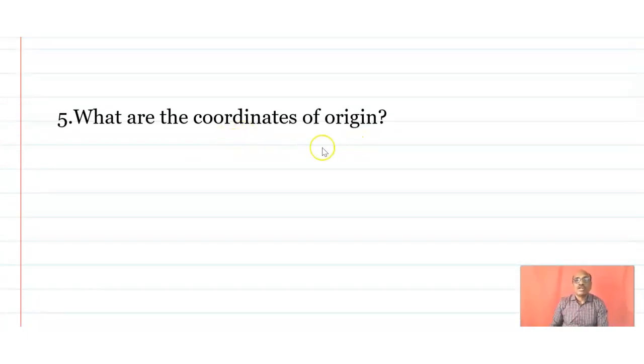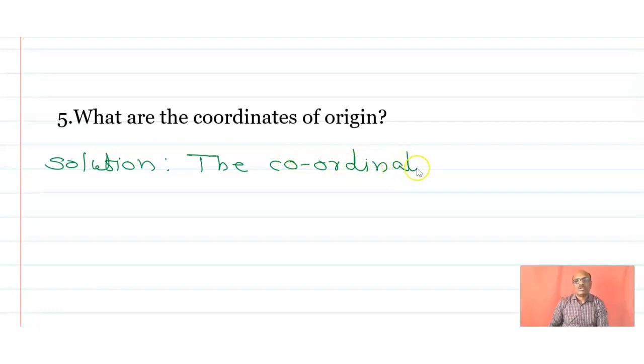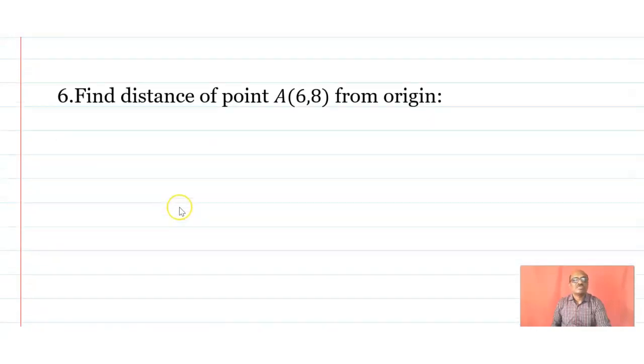What are the coordinates of the origin? Okay. Very easy question. Solution. The coordinate of origin is 0, 0. Okay. Now the next question.